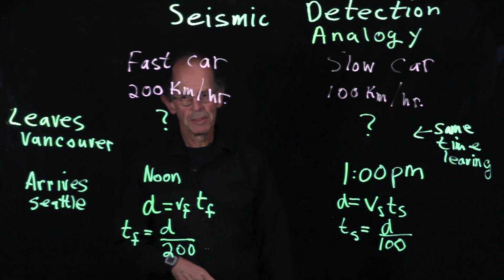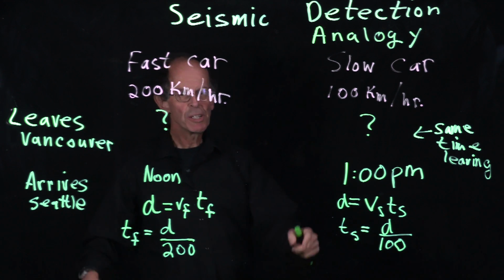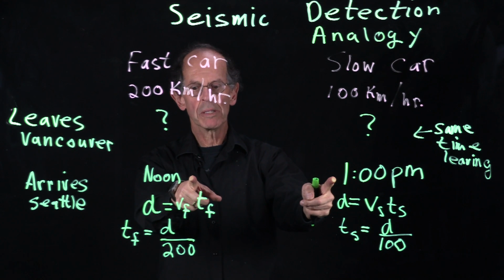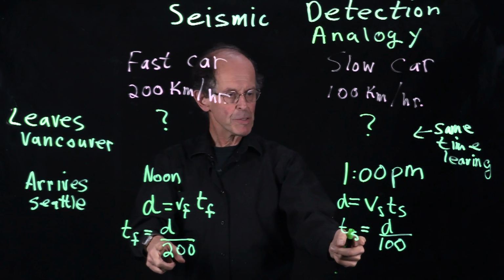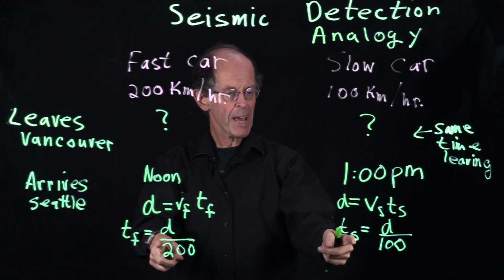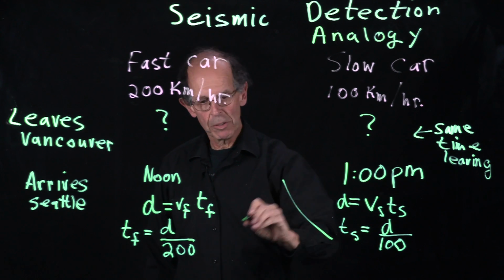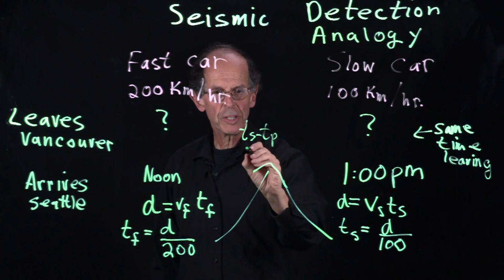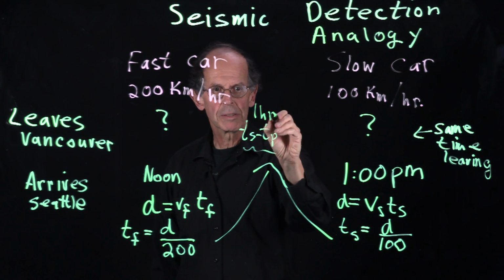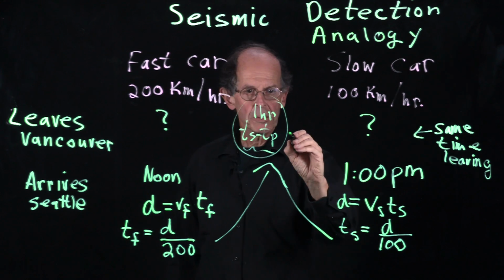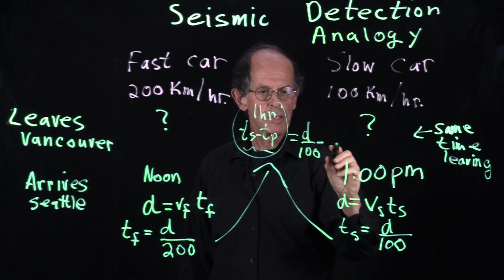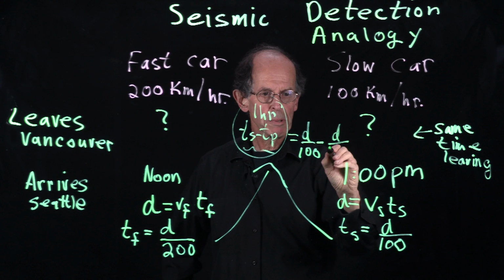Now what do I do? Well, I know the time difference between these two arrivals. It's 1 hour. But the time difference is the slow time minus the fast time. So I subtract these two. Ts minus Tf, which I know. That's 1 hour, is equal to D divided by 100 minus D divided by 200.